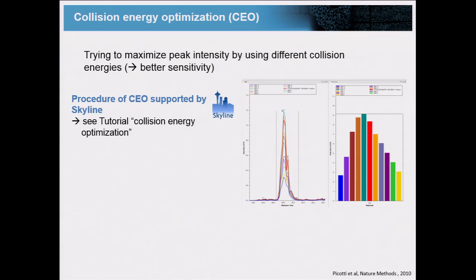And there's a procedure that's covered in tutorial 4, which we are not going to do, to do this collision energy optimization. What you get at the end is, first you would export from Skyline the same transitions in different collision energies in different steps, and then you would do the measurements, you would import it back into Skyline, and then Skyline will show you the different peak areas under different collision energies.